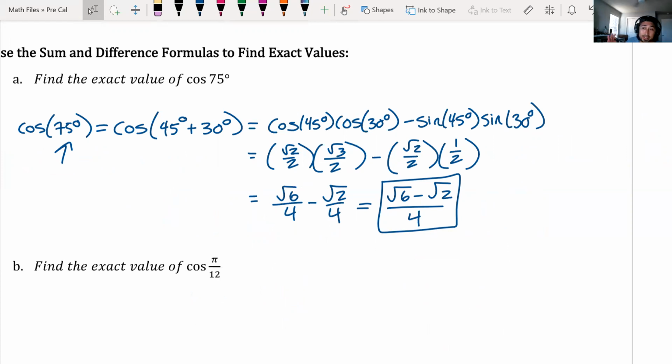Do we see an actual value for 75 degrees on your unit circle? No, but this is it. This is that exact value. Okay. Everybody good? Okay. Let's do it again in radians.